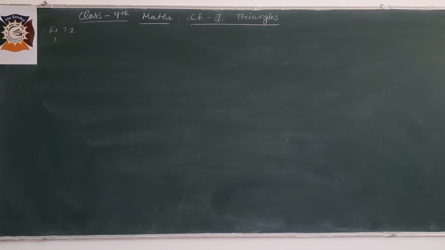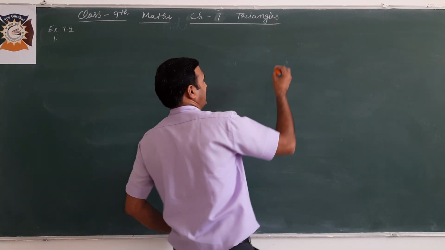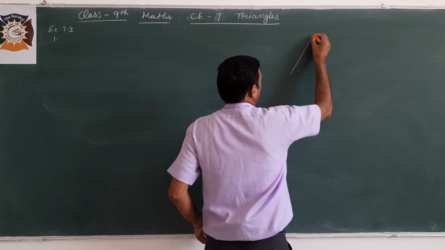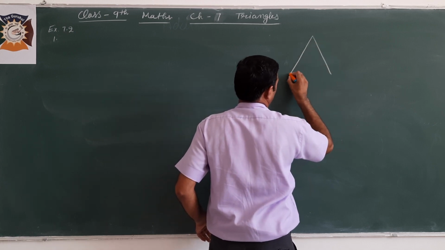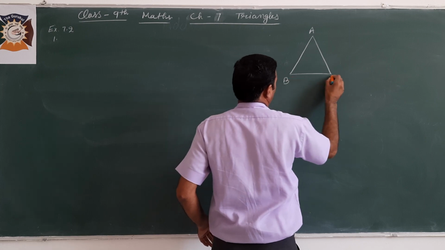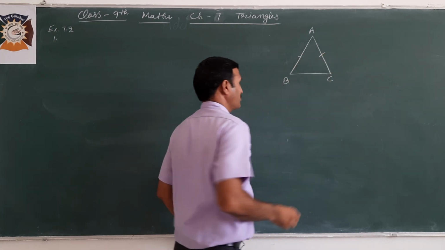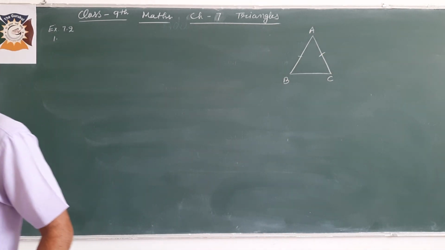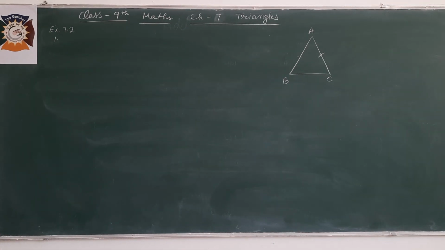In an isosceles triangle ABC with AB is equal to AC, I'll make the figure first. In an isosceles triangle with AB is equal to AC, these two sides are equal. The bisectors of angle B and C intersect each other at O.